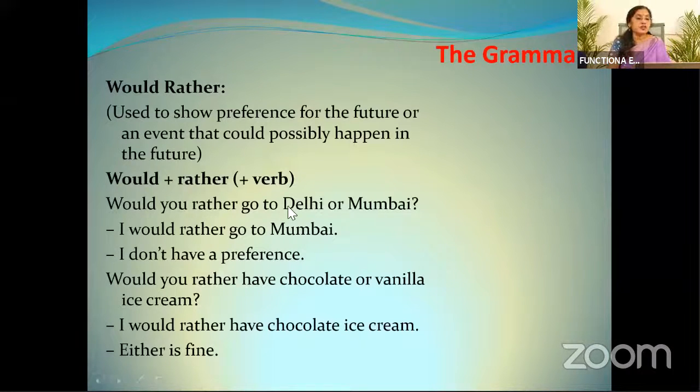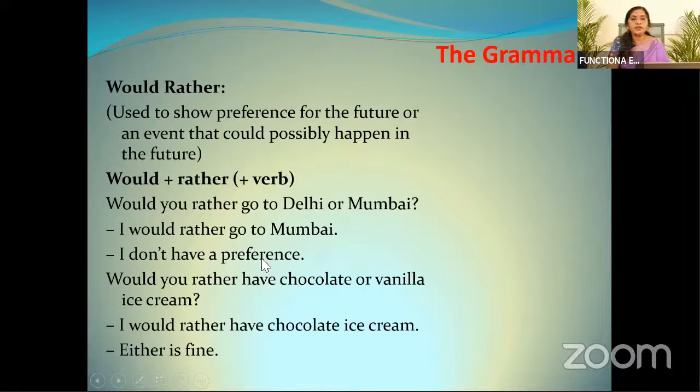Now, very specific way of stating a preference, would rather. This is the difference. Used to show preference for the future or an event that could possibly happen in the future. Would rather plus verb. For prefer and like, we used nouns. Now, what about would rather? It takes only the verb. Would you rather go to Delhi or Mumbai? Would, in the middle the subject, rather. Go is a verb. Would you rather go to Delhi or Mumbai? I would rather go to Mumbai.